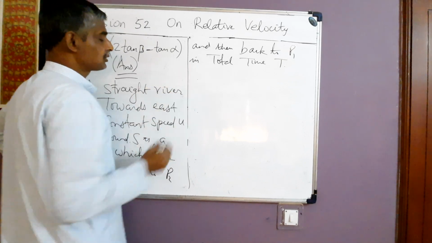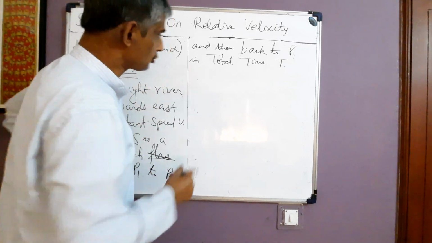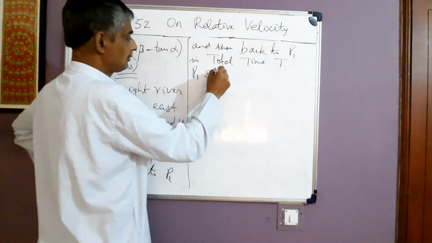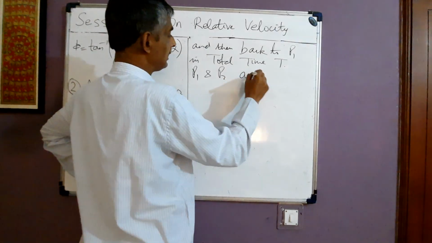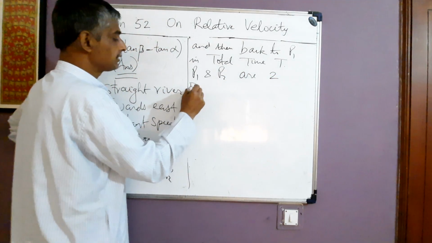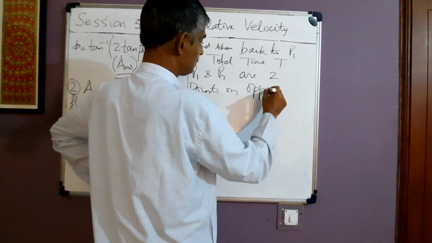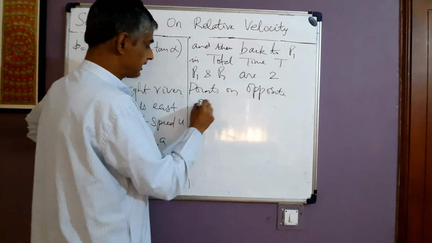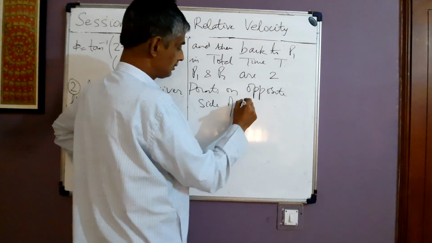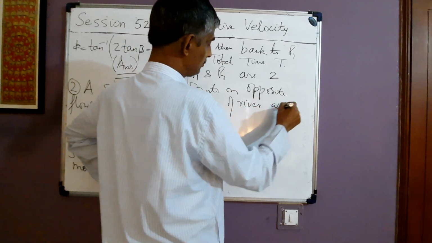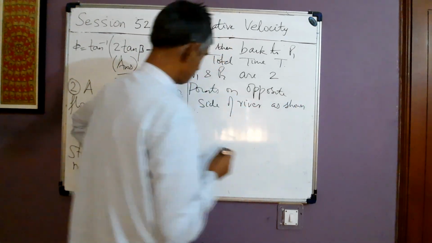P1 and P2 are two points on the opposite sides of the river, as shown below.